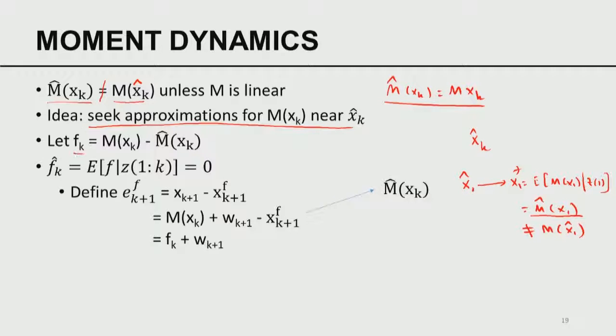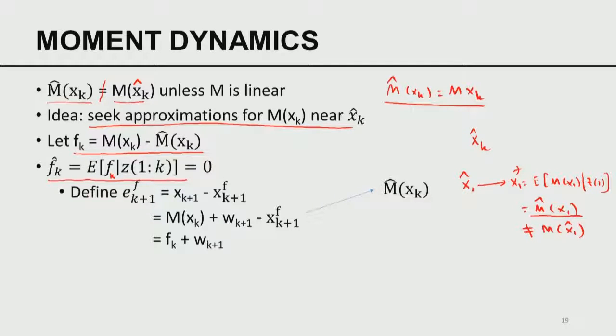So f of k is equal to m of xk minus m hat of xk. That is the error: m of xk is the actual value, m hat of xk is the expected value. So you can think of that as an anomaly. F k hat is the conditional expectation. You can see the hat represents the conditional expectation.